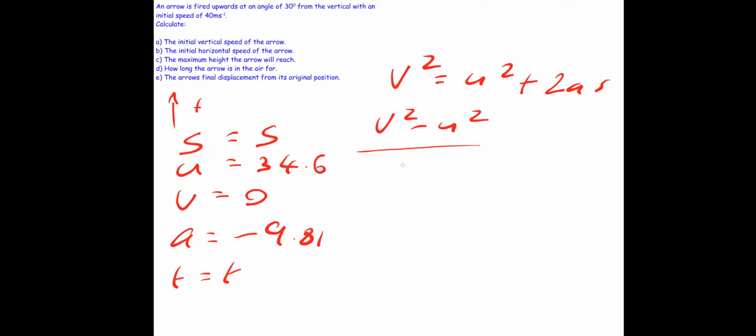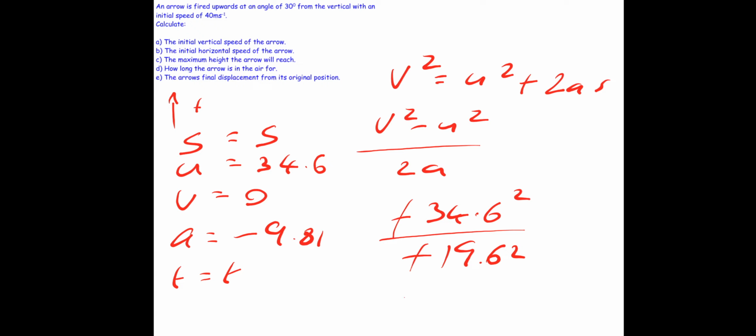T, we can find out T later as well. So displacement is given by v squared equals u squared plus 2as, just like the previous example. So displacement will be v squared minus u squared divided by 2 times a. So v is 0, so it's minus 34.6 squared divided by minus 19.62. Negatives cancel. If we put that on our calculator, we get 61 meters.